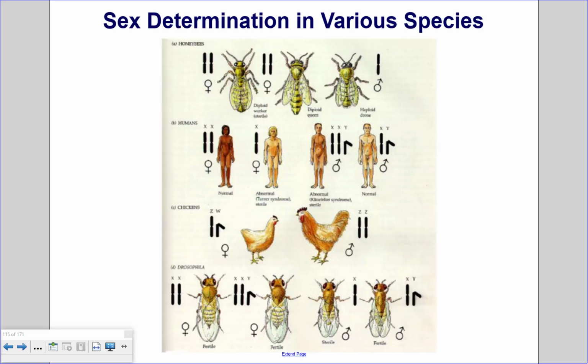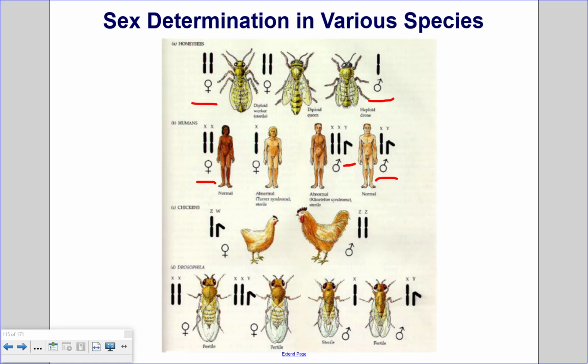Sex determination in various species. For honeybees, the females have two X chromosomes. In males, there's just one Y. For humans, females have an X and an X, males have an X and a Y, and then there's the monosomy female, which just has one X chromosome for Turner syndrome, and XXY for Klinefelter's. Even though this individual has two X's, there will still be a male pattern in development because of this Y chromosome.